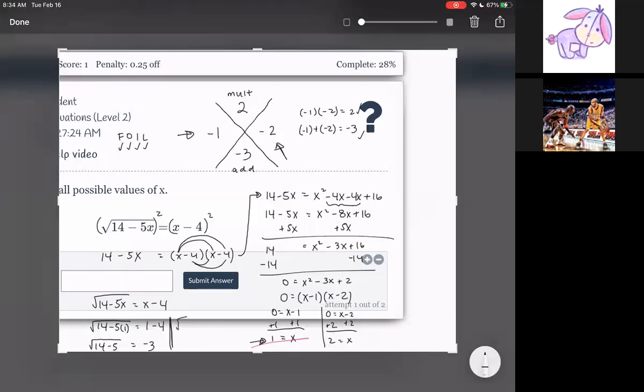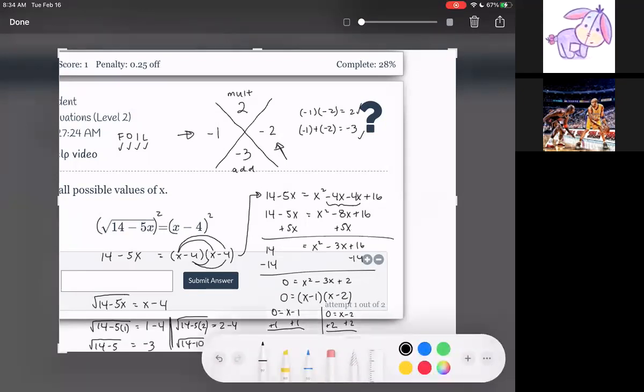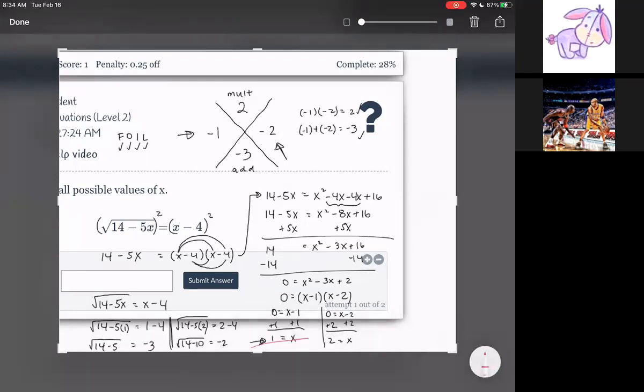So plugging it into our original formula, we got the square root of 14 minus 5 times 2 because it's 5 times x. And this is equal to 2 minus 4 because it's x minus 4. So simplifying this one again, we get square root of 14 minus 10 equals negative 2. Why do I keep getting negatives when I'm giving you examples? I have no idea, but a square root cannot be a negative number. So this doesn't work either. So once again, we have no solution.